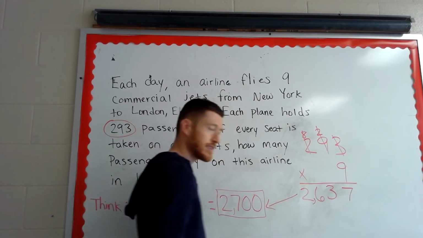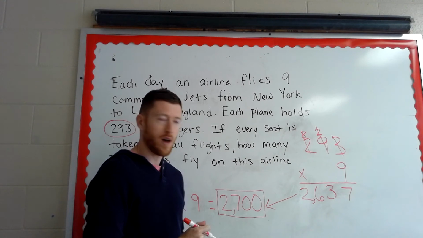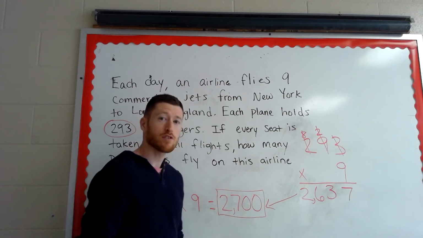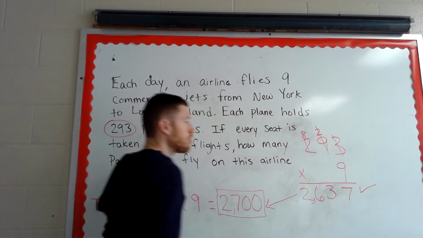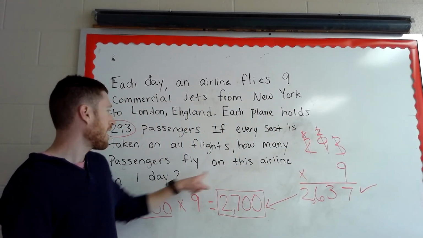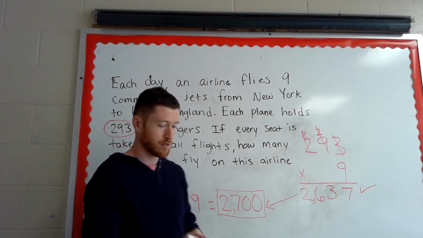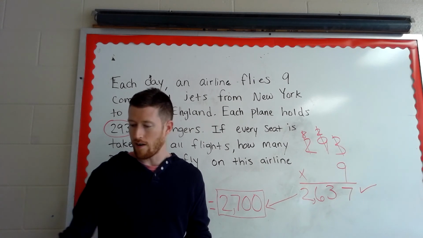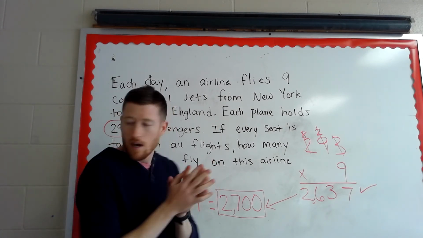Well, yes, it is, because 2,637 is just, what, about 60-something away from 2,700, so it is close. So we know that that is correct. So to be exact, 2,637 passengers fly on this airline in one day. Maybe it's Southwest Airlines, maybe it's American Airlines, whatever it is. That is how many fly that.